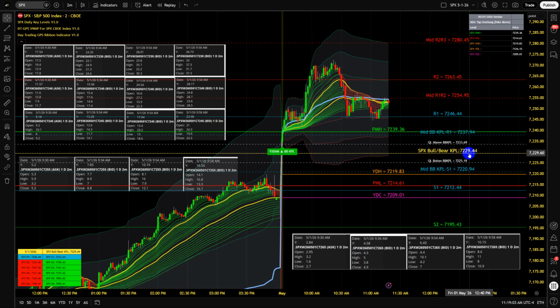72.2944 is today's bull bear KPL price. So the standard play is going to be using the option strike closest to that level. With SPX, options trade in 5-point increments, so the closest one to that is the 72.30 call strike. Now you can utilize 0 DTE options or 1 DTE options with the strategy. Whether you prefer 1 DTE or 0 DTE is up to trader's preference.